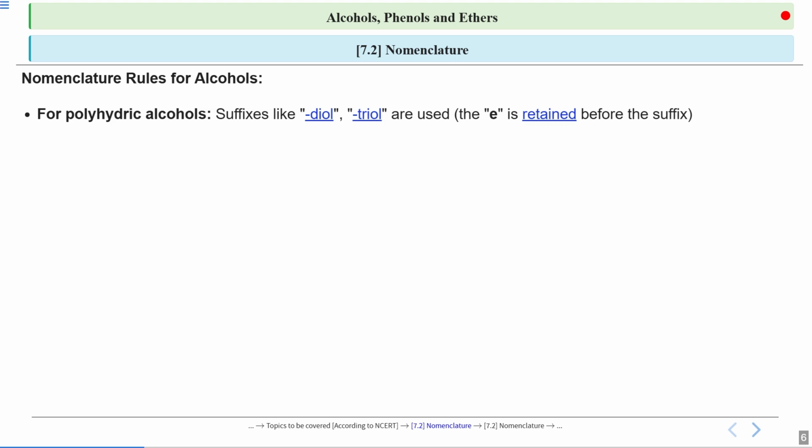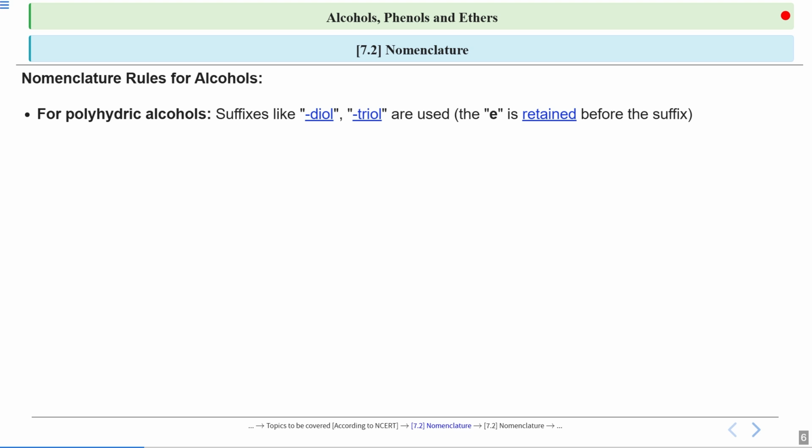Continuing on this topic, let's talk about the polyhydric alcohols. What are polyhydric alcohols? Compounds where there is more than one hydroxyl or OH group present. In that case, while naming the compounds, suffixes like diol or triol are used. If we have two OH groups, then diol. If we have three OH groups, then triol, and so on.